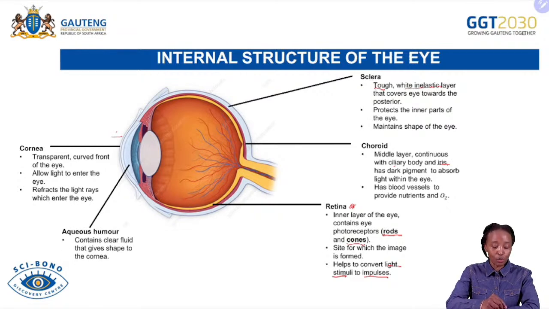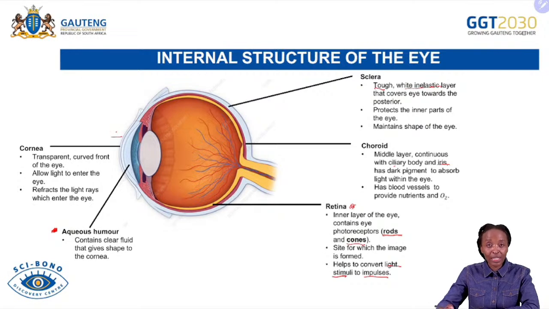So it is aqueous humor. It is filled with a clear liquid, and its function is to give shape to the cornea. Remember the cornea, we said, is this curved part in front of the eye. So why does it remain curved like this? It is because of this aqueous humor that is found here, that is filled with the clear fluid.